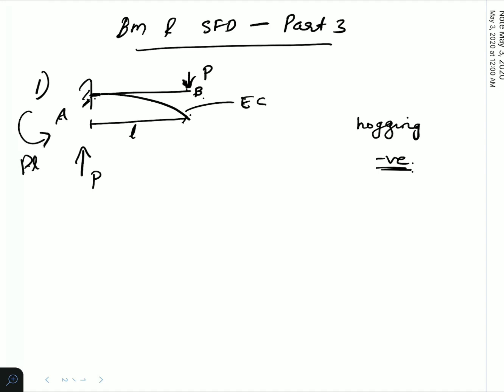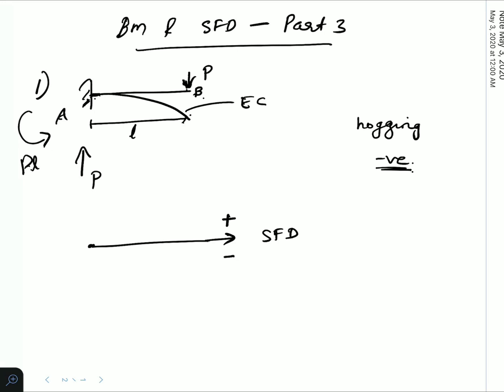Solving these reactions, we have learned in part 1, so do follow those lectures. So here we have a moment PL as resisting moment and a transverse force P at the support. Now we have to draw the shear force diagram. We will have this as the axis. Above this is positive and below this is negative.